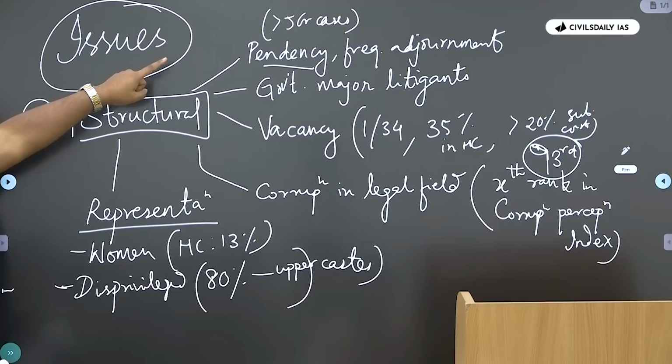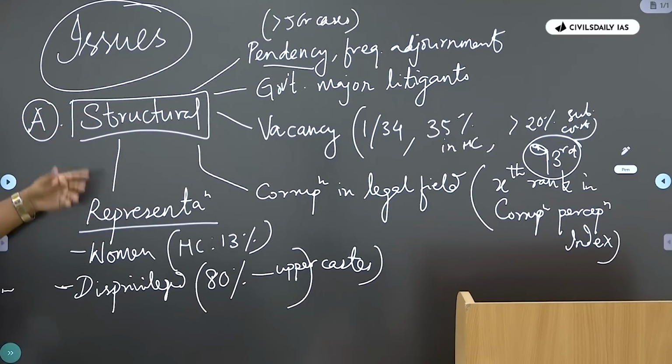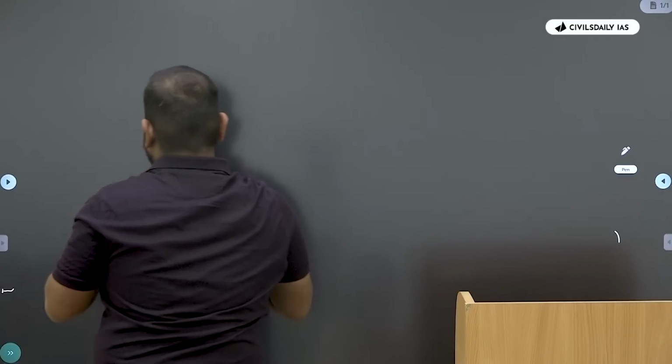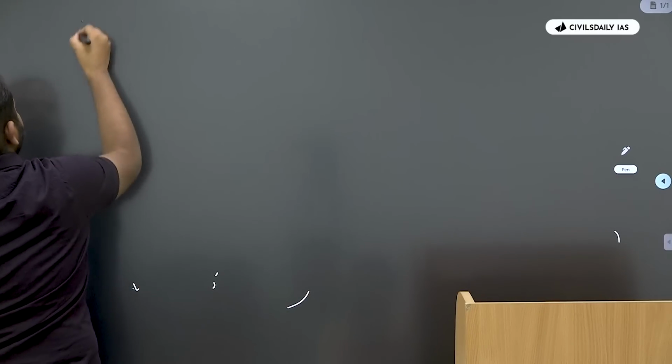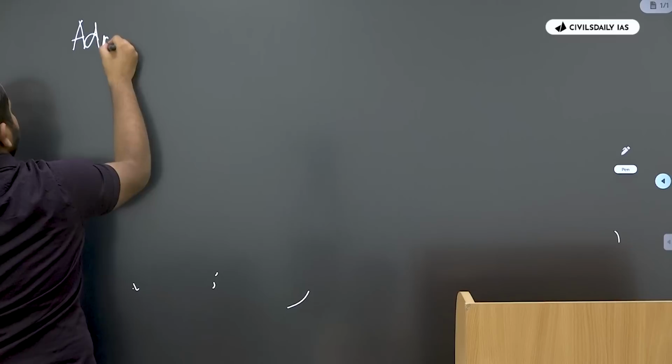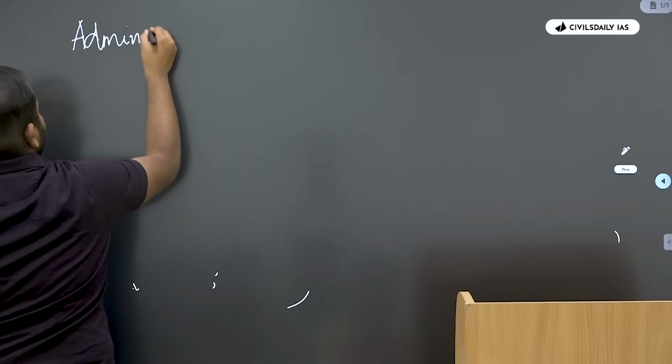But you have how many points? 1, 2, 3, 4, 5 points. But this could come under structural issues in one. Then we have the administrative issues, day-to-day functioning and things like that.